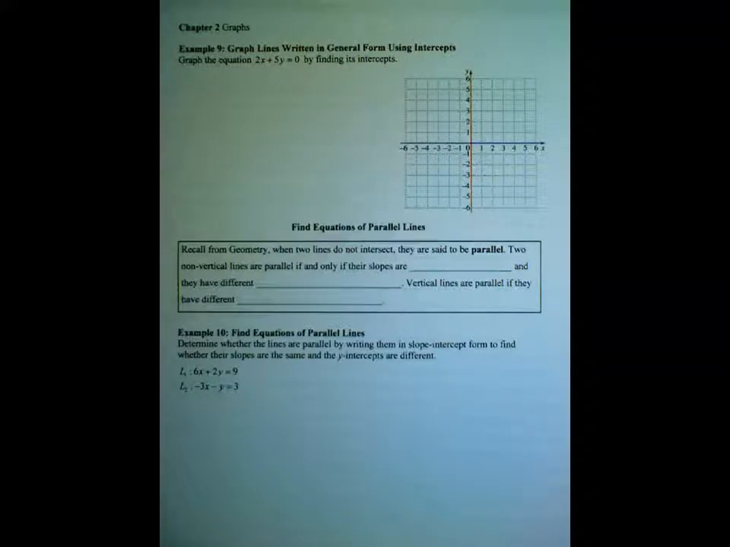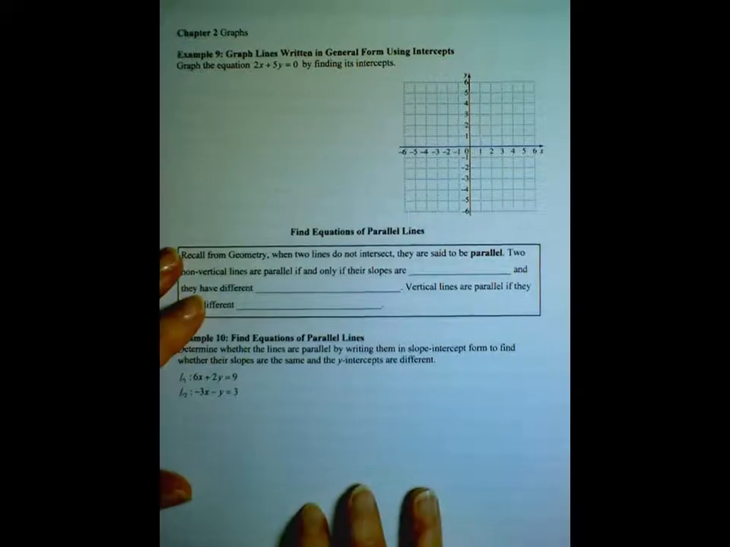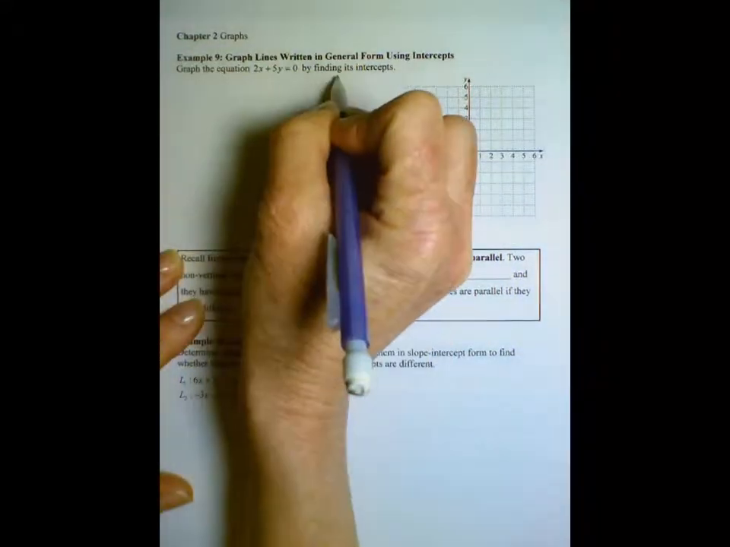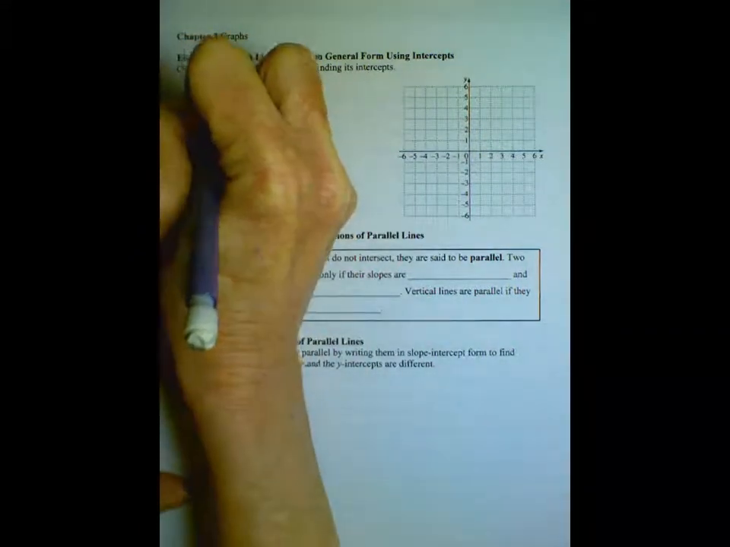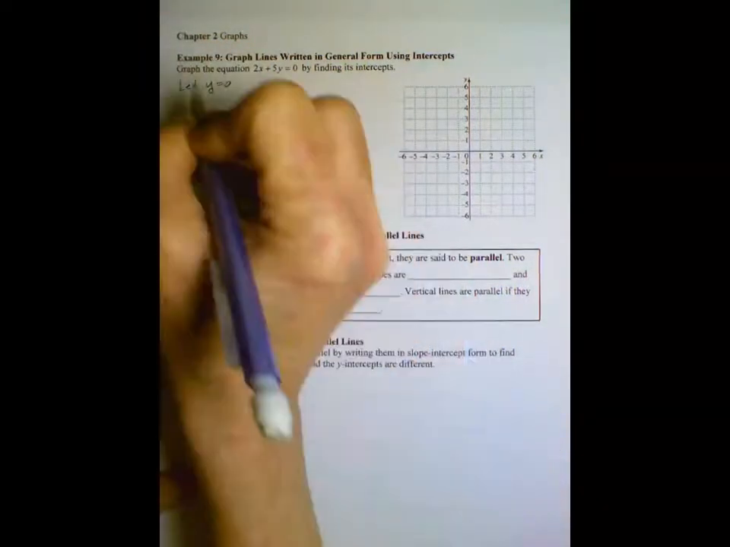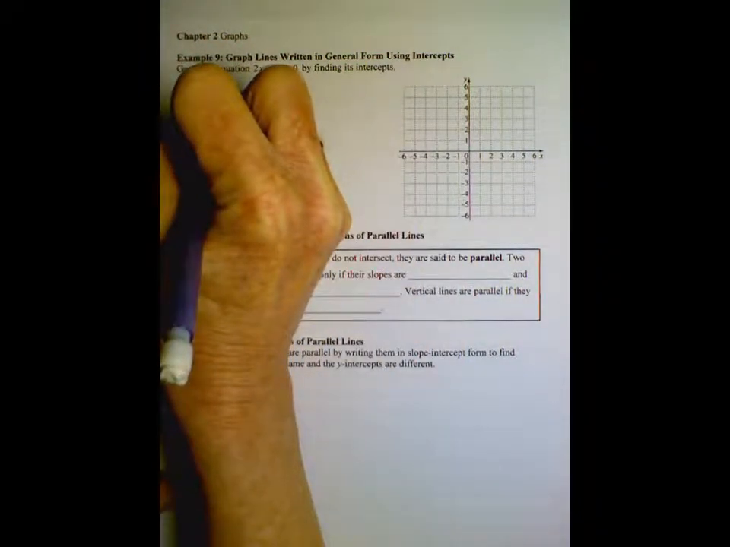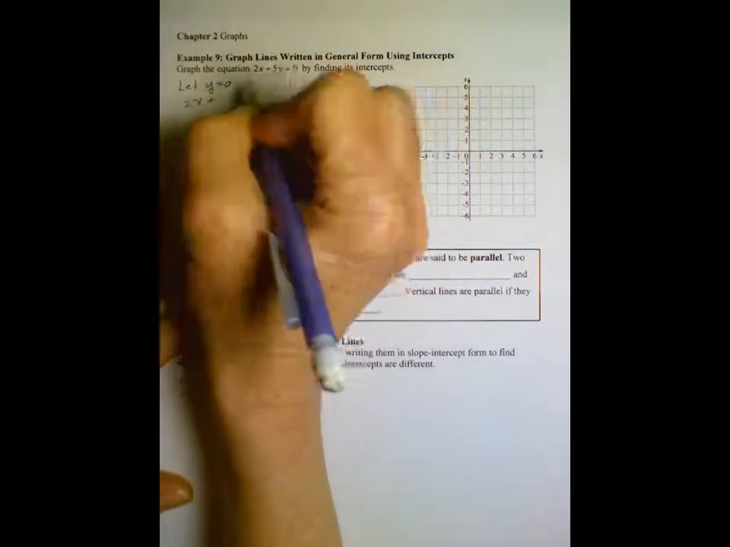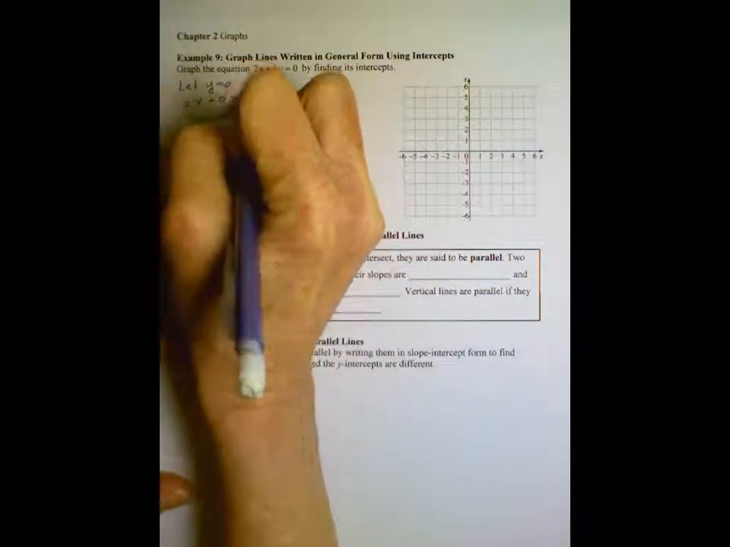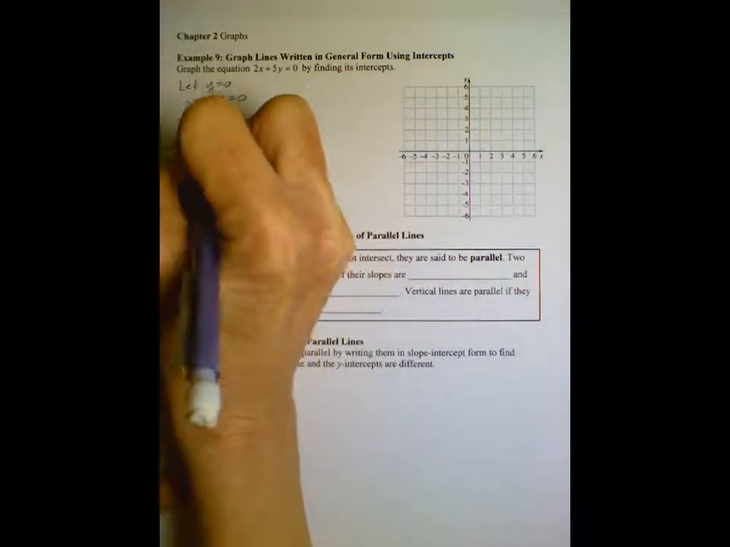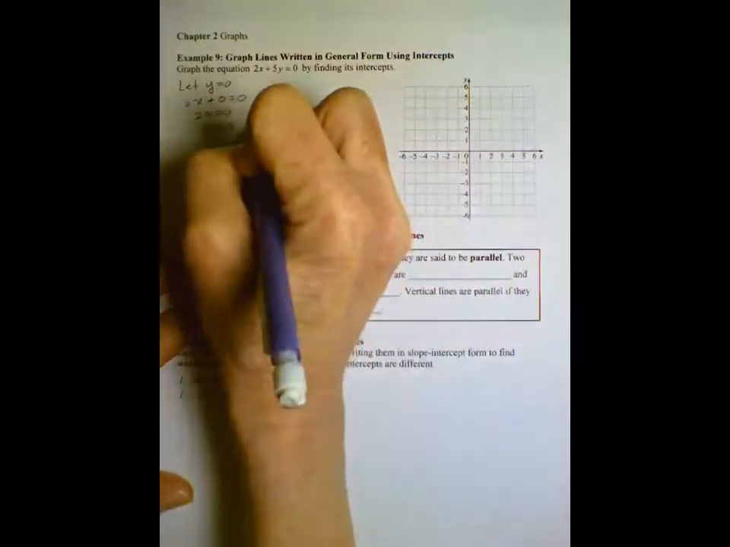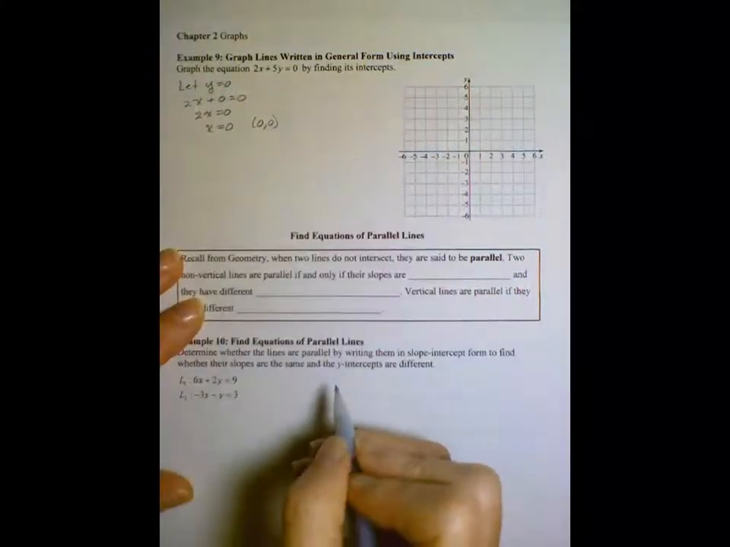Continuing with lines, section 2.3, we're going to look at example 9 where again we find the intercepts and graph. Graph the equation 2x plus 5y equals 0 by finding its intercepts. So recall, we will let y equals 0 to find the x-intercepts. So 2x plus 5 times 0 is just 0, right? But 5 times 0 is 0. So in other words, 2x equals 0, divided by 2, and x is 0. So we found that point, the origin.